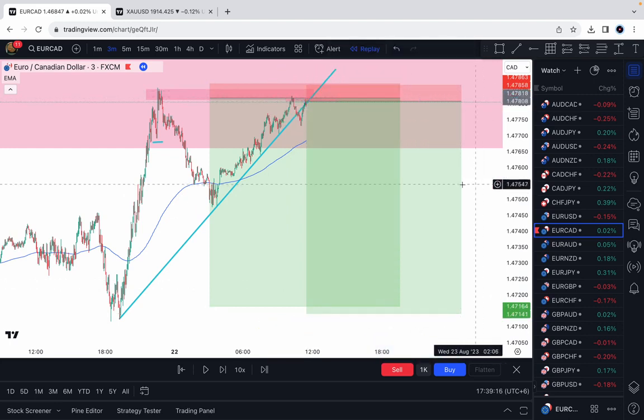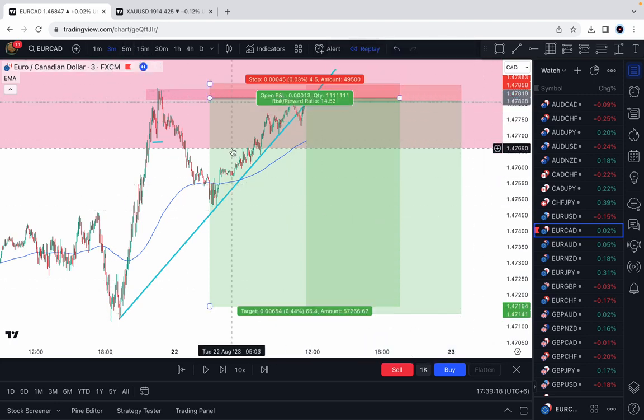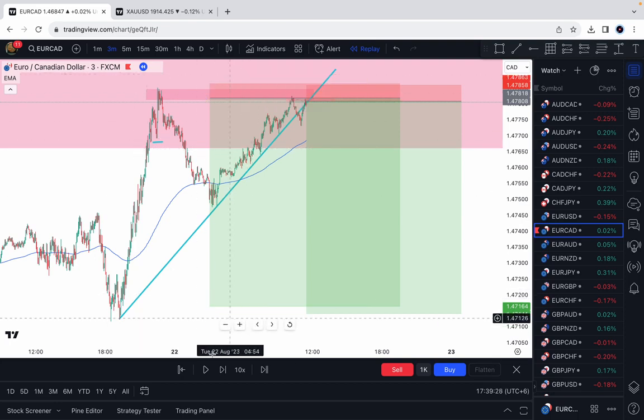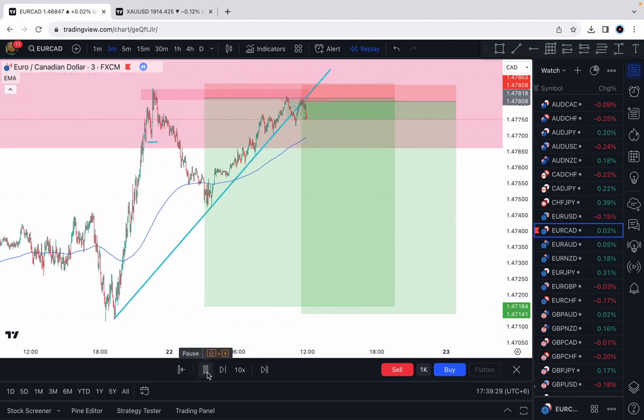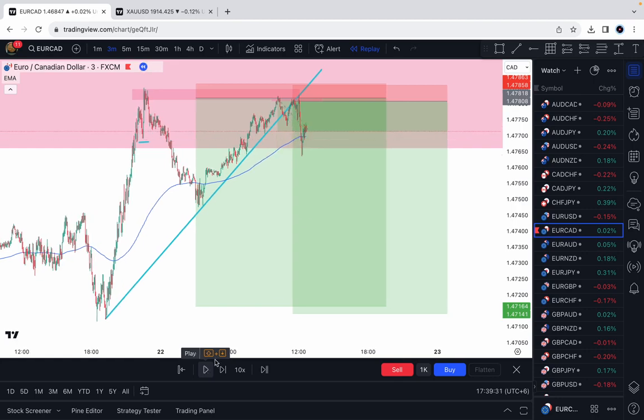Always give space to your stop loss, and always risk 1% per trade if you're trading with your own capital, and if you're going for a funded account, always risk 0.5% per trade. You can see this also worked out.